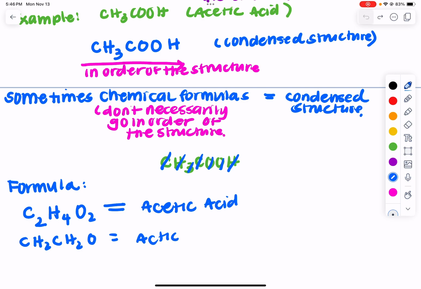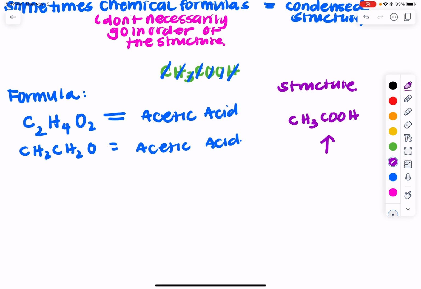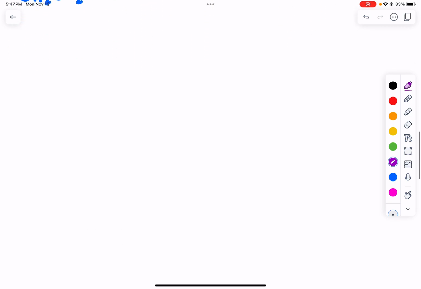But this is no longer the condensed structure. The condensed structure must go in order, to the best of its ability, as the structure itself. Okay? Let's do an example. And let's do something like isopropanol.